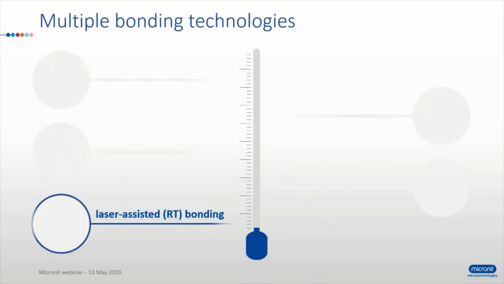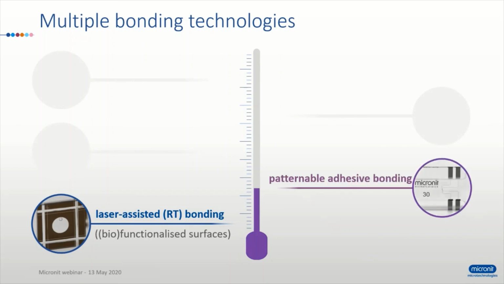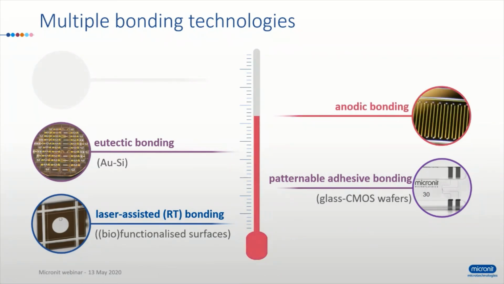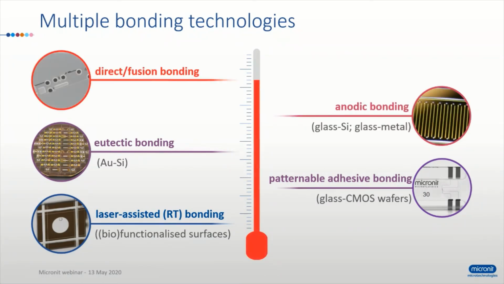To come back to those technologies, the technologies we offer today range from room temperature all the way up to higher temperatures. There is laser-assisted bonding, which is used commonly for functionalized surfaces; patternable adhesives, a common technique used for combining glass and CMOS wafers; eutectic bonding techniques for bonding metals to silicon; and anodic bonding techniques, used for bonding glass to silicon directly or glass to metal. The most commonly used technique when you have a single material to work with, for example an all-glass flow cell, is direct fusion bonding using high temperatures. All the techniques you see in the slide are offered by us in-house.